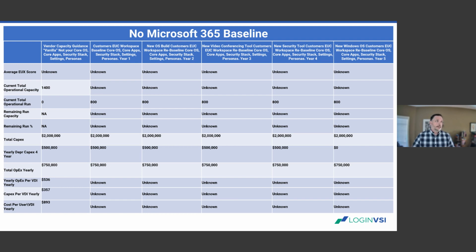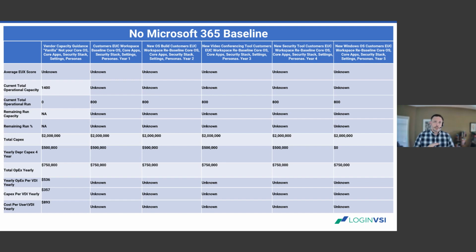Nice and clean. I don't have my operational run yet, but we're not worried about that. This is just planning stages. We have nice clean capex and opex, right? We know what our yearly opex is, and it's a nice clean looking opex per VDI, capex, and then our total cost for that VDI.